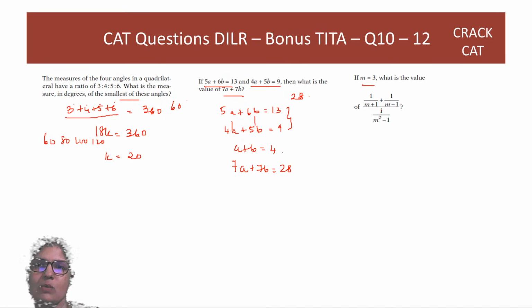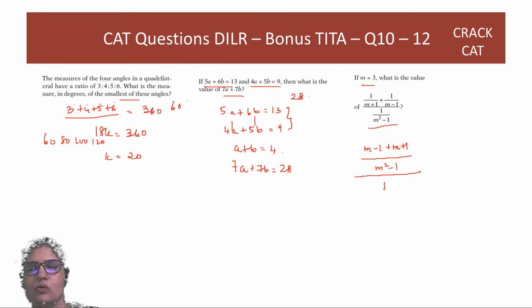If m is 3, what is the value of all this? So one way, of course, is to substitute, or here you can actually just cross multiply. So you have m minus 1 plus m plus 1 divided by m square minus 1 and 1 over m square minus 1. So this will cancel out. So you just have this numerator to worry about, which is 2m, and m is equal to 3, so answer is equal to 6.